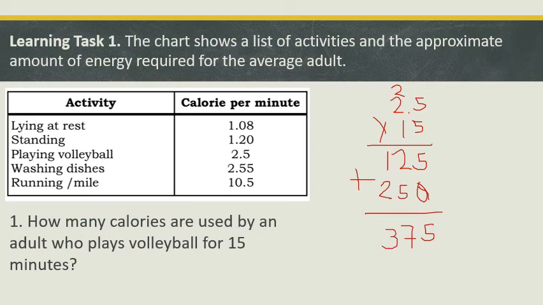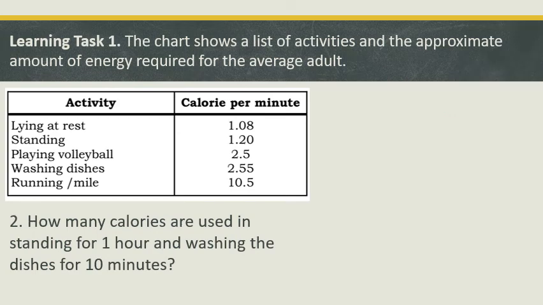Then, ilang decimal places ang ilalagay natin sa decimal point? So, isa lang. Ito lang naman ang may decimal point. So, simula sa kanan, bilang lang tayo ng isa. So, 1. So, dito natin ilalagay yung ating decimal point. Okay? So, ito po yung answer natin for number 1. So, calories. So, 37.5, 37 and 5/10 calories.